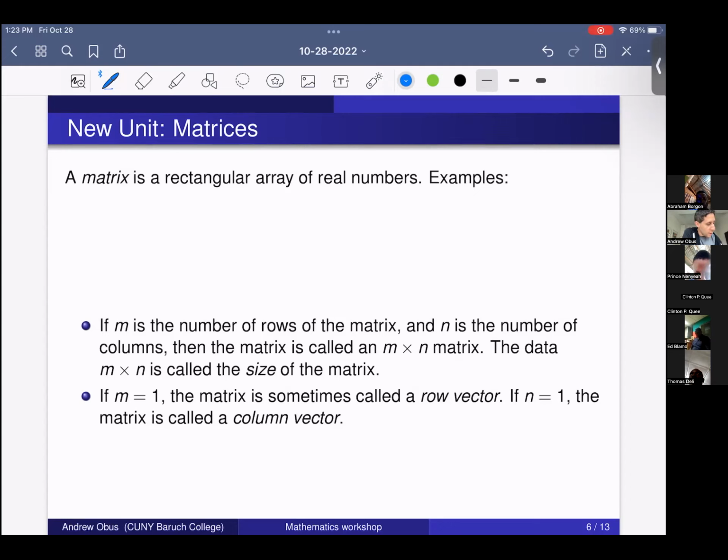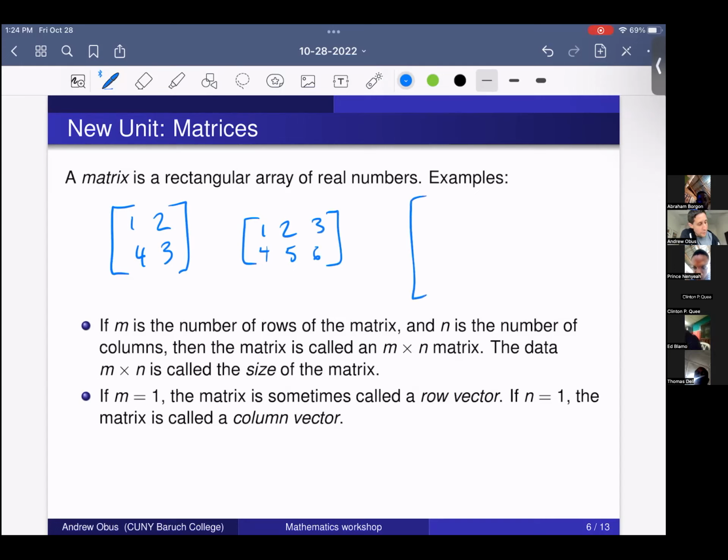A matrix is a rectangular array of real numbers. You can just write it in a box. You could have a matrix like 1, 2, 4, 3. It doesn't need to be square. You could do 1, 2, 3, 4, 5, 6, with 2 rows and 3 columns. You could have 3 rows and 2 columns, and you can have negative numbers, like -1, 3, pi, 27, 1000, and negative 2.4. This is a perfectly fine matrix. Any way that you put a bunch of numbers in a rectangle is called a matrix.